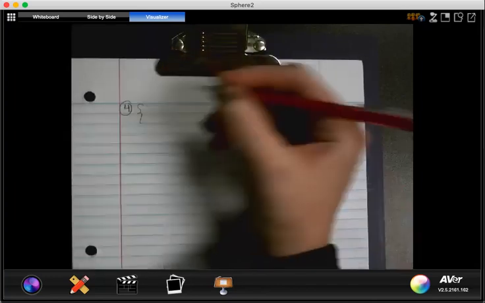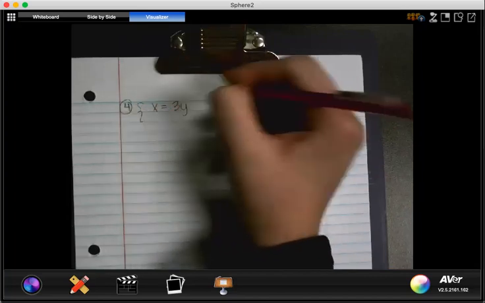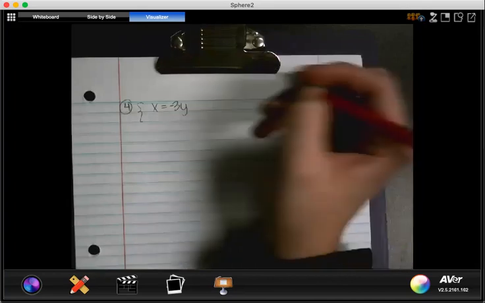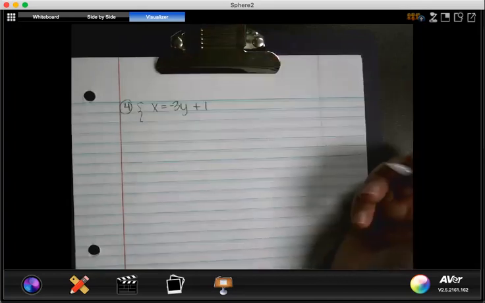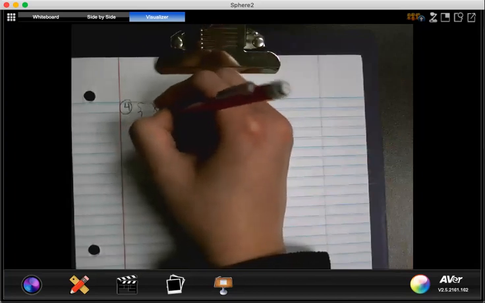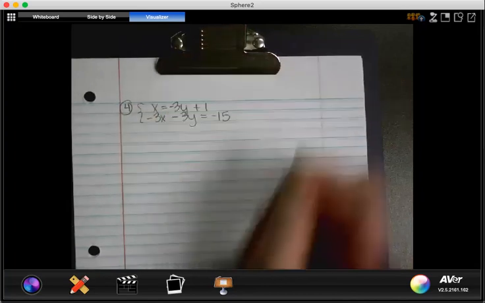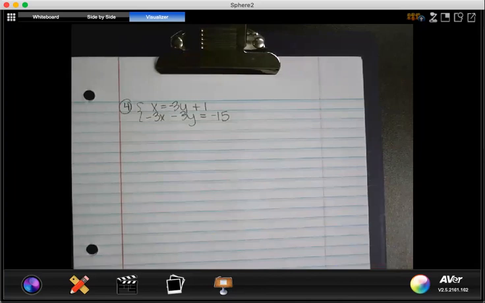Number 4, x equals negative 3y plus 1. And the second equation is negative 3x minus 3y equals negative 15. Again, that equation is x equals negative 3y plus 1. And the second equation is negative 3x minus 3y equals negative 15. Go ahead and pause now and complete the assignment.